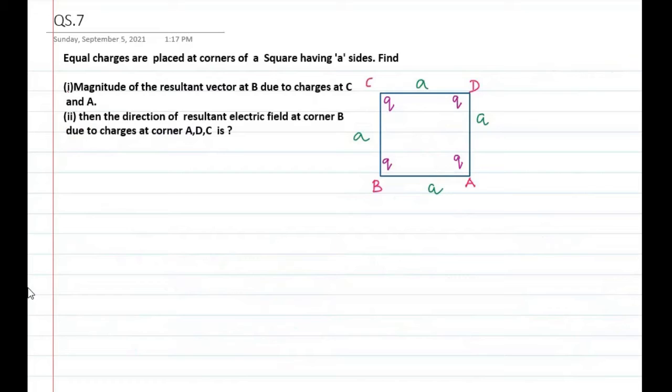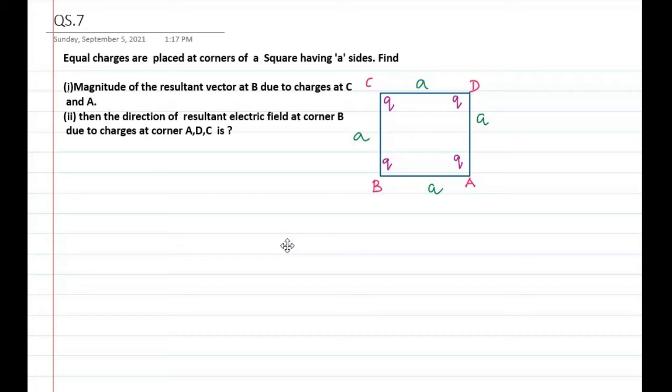We'll come to the next one: equal charges are placed at the corners of the square of side A. Now we have to find the magnitude of the resultant vector at B due to charges C and A. So at this point, due to charges A and C, what is the resultant vector?